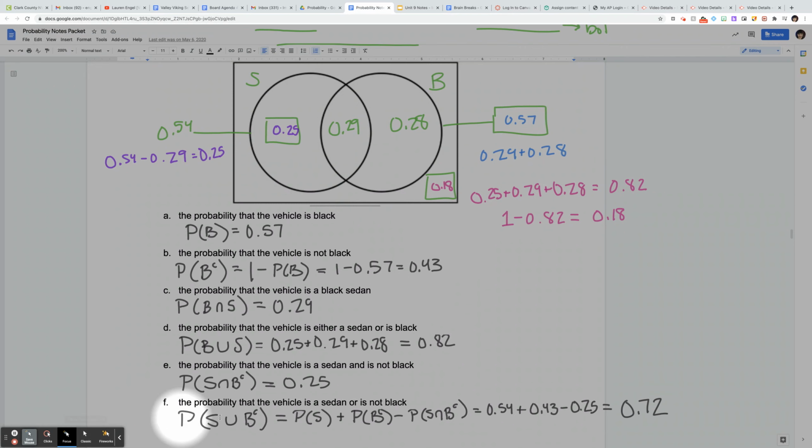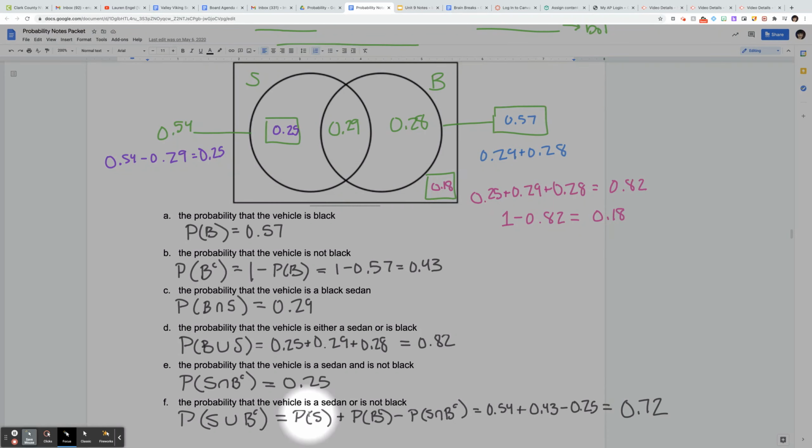I did it a slightly different way, which we kind of talked about when we did two-way tables. I'm using something called the addition rule here, which I don't think you all have seen yet, but this is a little preview for you. Basically, you can say, what's the probability of each of those events individually? So the probability of sedan is 0.54. The probability of not black, which I calculated up here, is 0.43. And then to figure out the final probability, you subtract the intersection of those two categories, what they have in common.